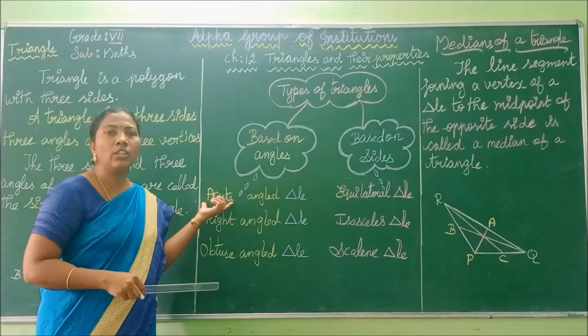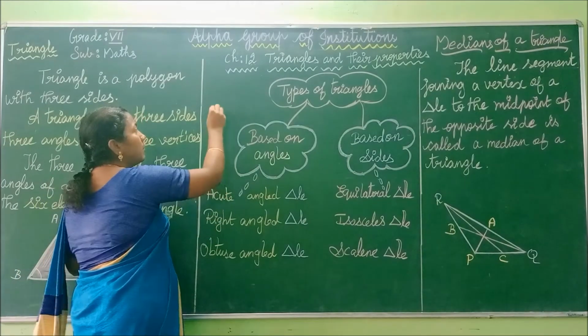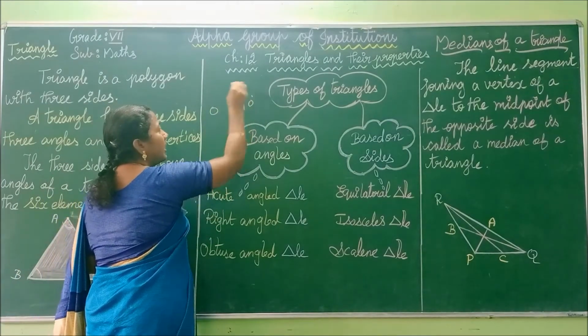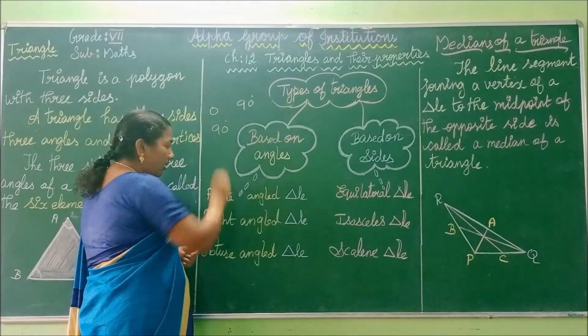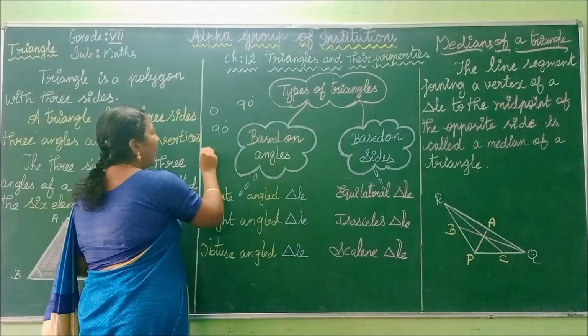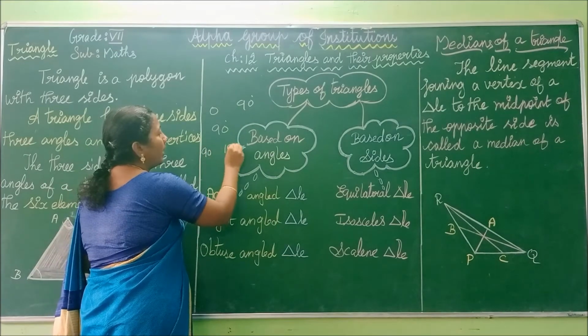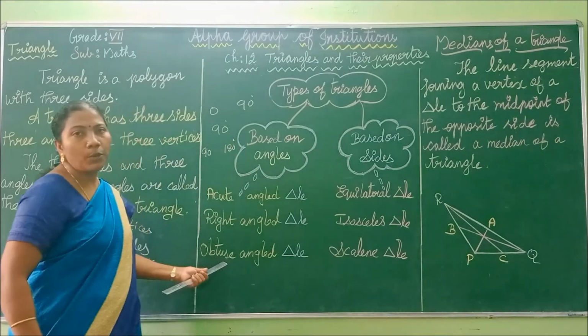Okay. Then listen to my question. What is meant by acute? Angles that lie between 0 to 90 degrees are called acute angles. And 90 degrees is called a right angle. And angles that lie between 90 to 180 degrees are called obtuse angles.